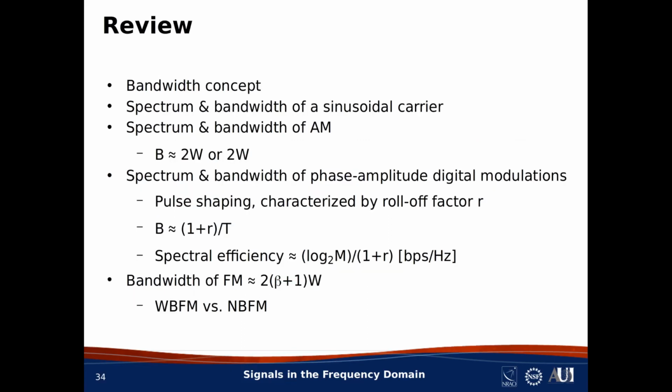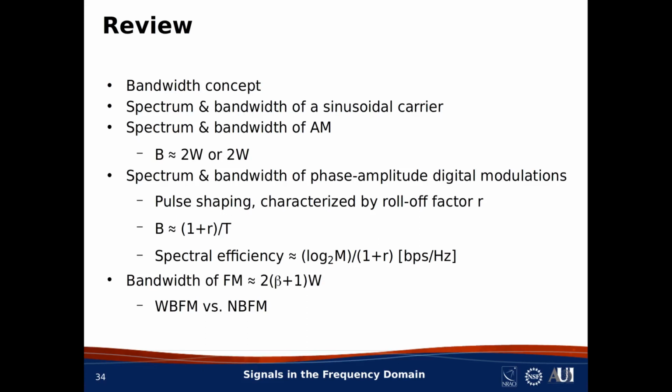That brings us to the end of this lesson. Let's briefly review. First, we addressed the slippery concept of bandwidth. Remember, caution is required when interpreting numbers assigned to bandwidth. We talked about the unmodulated carrier, which produces a single line in the spectrum and has essentially 0 bandwidth. We talked about AM, and we saw that the bandwidth was typically between W and 2W, depending on whether we kept one or both sidebands.